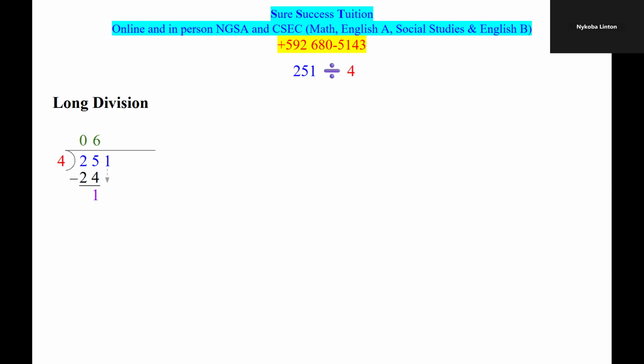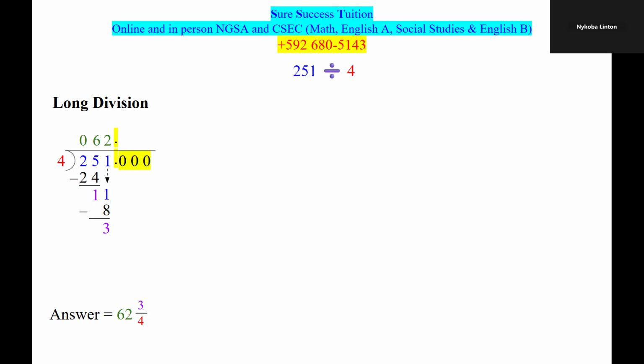What do we do? We bring down our next digit. So 4 into 11 will be 2. 2 multiplied by 4 would be 8. We subtract as normal. We'll have 3 as our remainder. So this was the final digit. Putting our answer in fractional form as a mixed number, we'd have 62 and 3/4. However, let's put it in decimal form. What do we do? Add some decimal points.